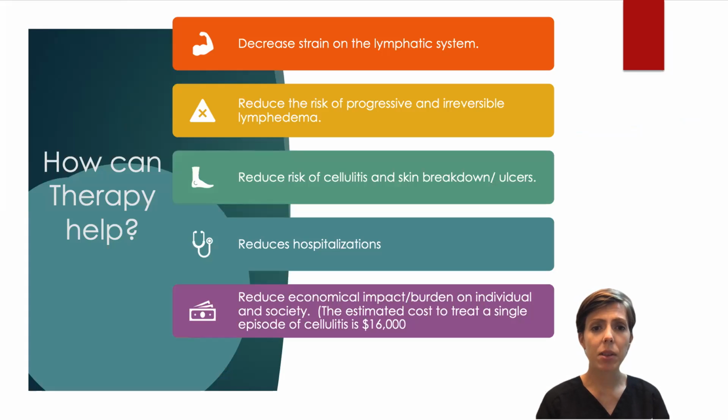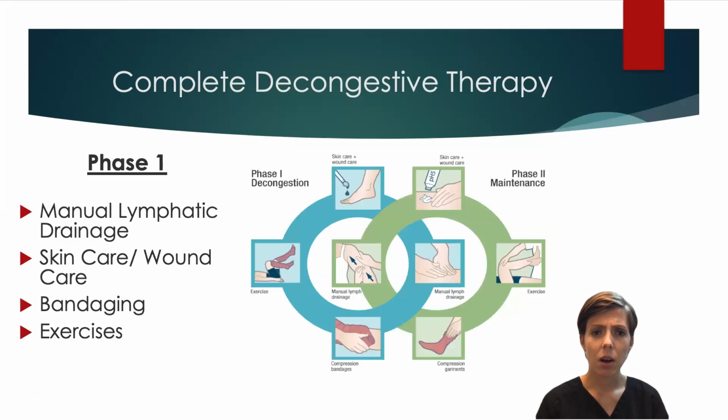Now let's ask, how can therapy help? So what do we do with this? We're going to decrease the strain on the lymphatic system. We're going to reduce the risk of progressive and irreversible lymphedema. We're going to reduce the risk of cellulitis, reduce hospitalizations. And the biggest thing is reduce the economic burden of this diagnosis, okay? The estimated cost of a single episode of cellulitis, if you get to the point of hospitalization, is $16,000. Could be even more than that, okay? So that's big. Let's not get there. Let's not do that. All right.